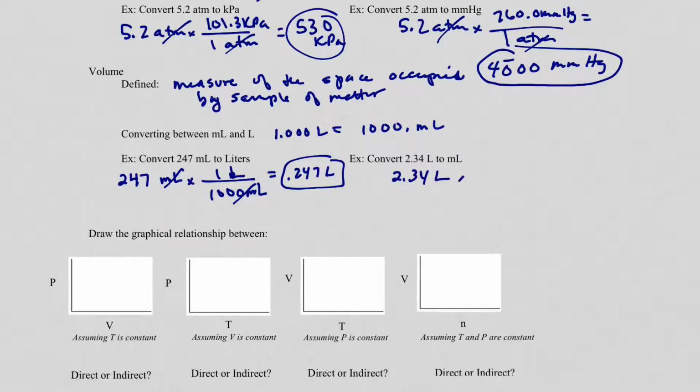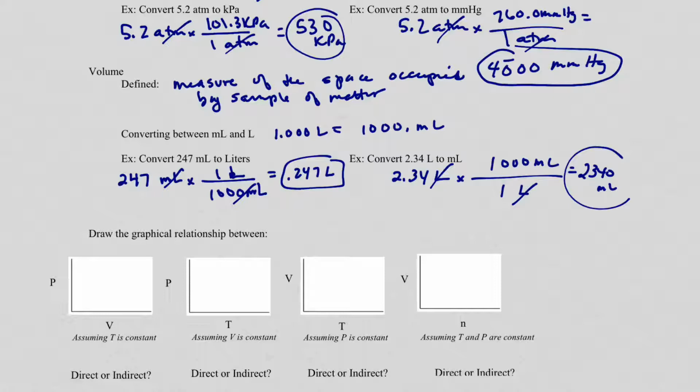And if we have liters trying to get to milliliters, we know that 1 liter is equal to 1,000 milliliters. So in this case, we're multiplying by 1,000. So this ends up being 2,340 milliliters. Okay, so you should be able to convert between the different units of volume. You should know how to convert between the different units of pressure, and you should know how to convert between Kelvin and Celsius for temperature.